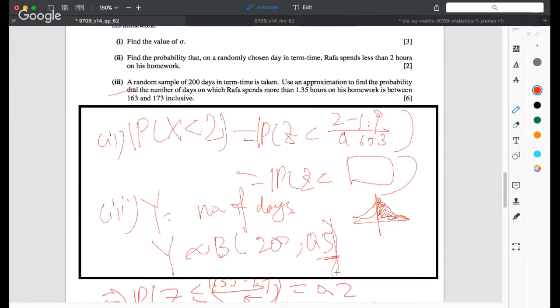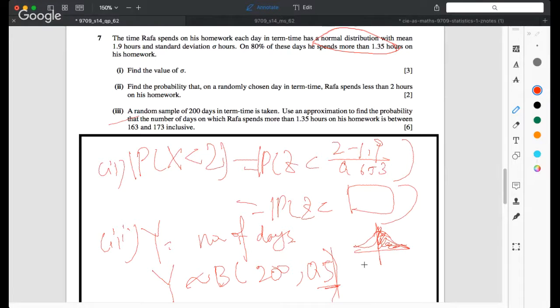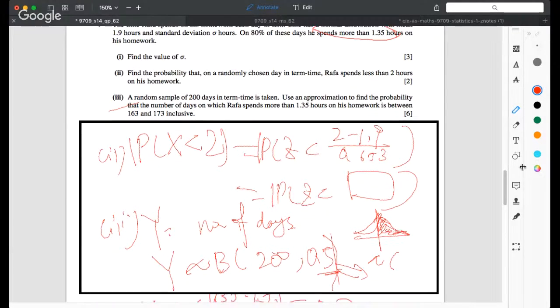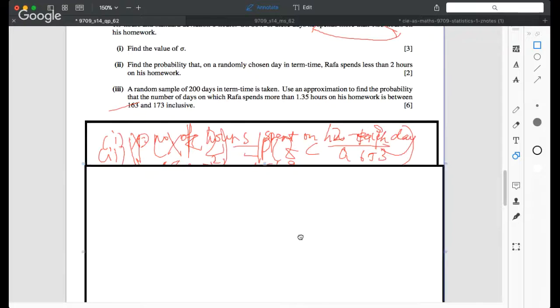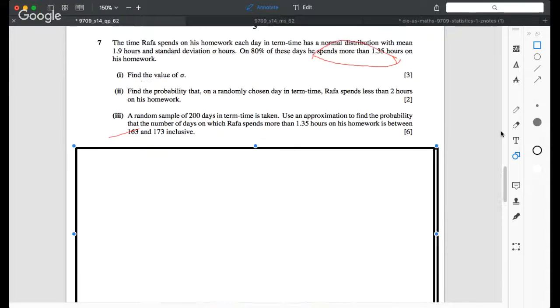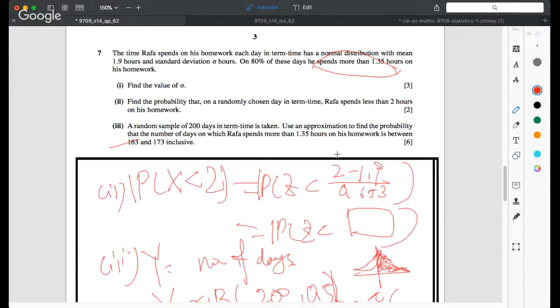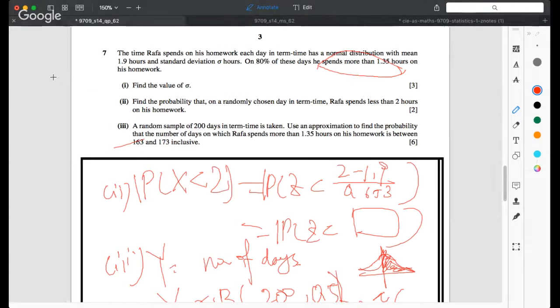And now, because they say using an approximation, we want to approximate that to a normal distribution of what? And before we can approximate that, we need to check. Okay, I think I can use a new box to do the third part.